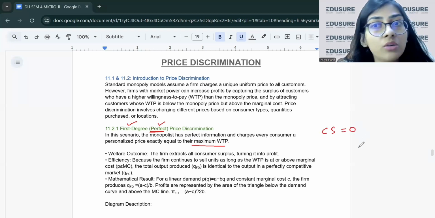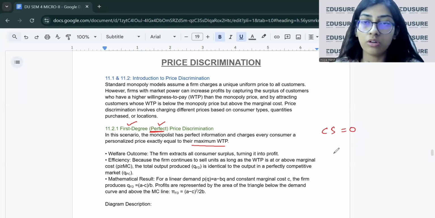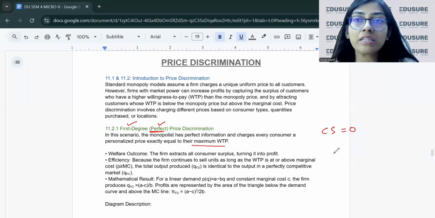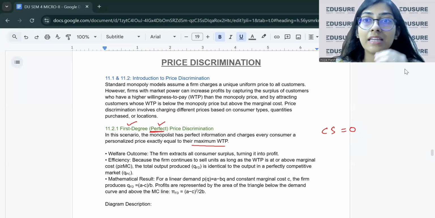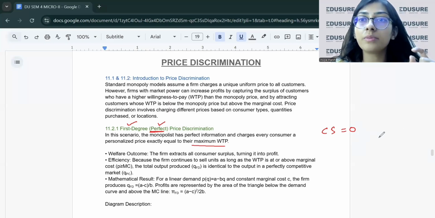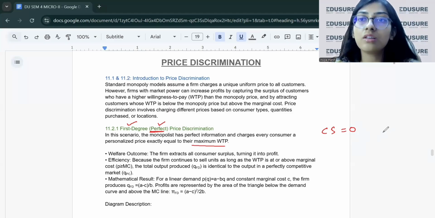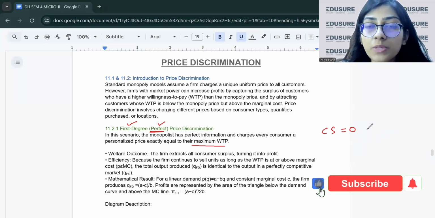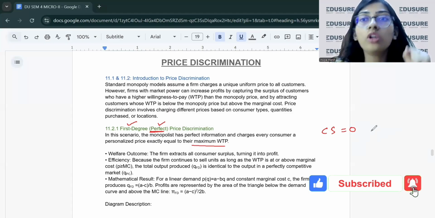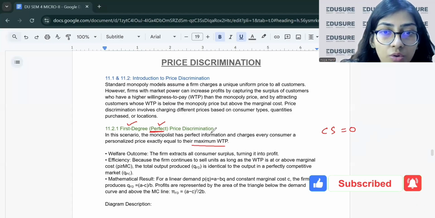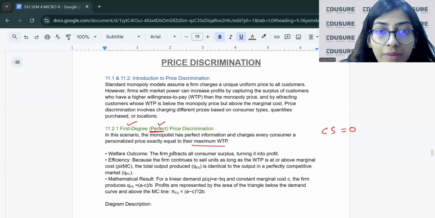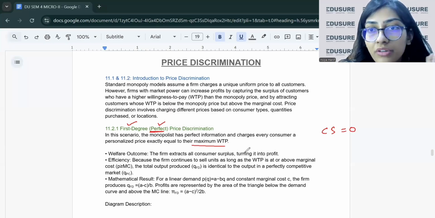Consumer surplus will become zero, right? Because मेरा willingness to pay suppose 50 in general, अगर मेरा willingness to pay is 50 but the price is say 10 rupees. Okay? तो मेरा consumer surplus will be 40 rupees, right? That is my consumer surplus. But यहाँ पे since the price is the maximum willingness to pay, consumer surplus will be zero. So the monopolist is taking away all the consumer surplus. Okay. So yeah. So welfare outcome: the firm extracts all consumer surplus, turning it into profit.